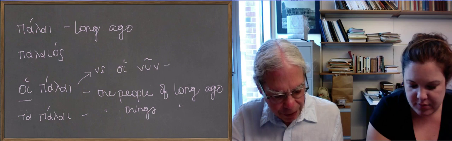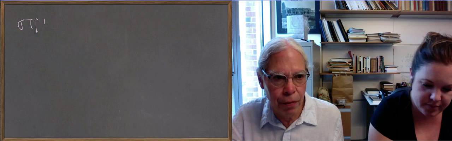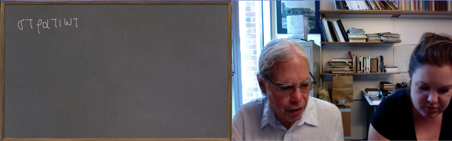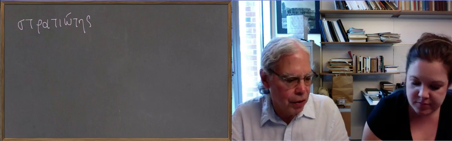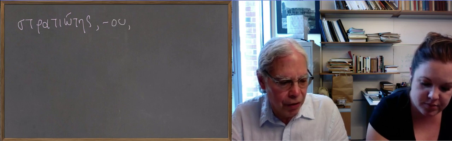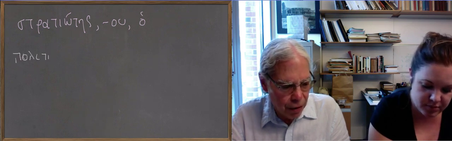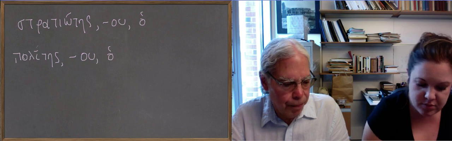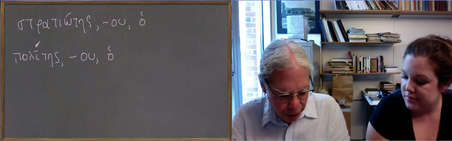We're coming to the end here. We've got three nouns in a row that are of the stratiotes type, including stratiotes itself. Stratiotes is the word for soldier. Notice that all these nouns are masculine, and their meanings are definitely gender specific. So stratiotes means a male soldier. The genitive is stratiotu, with the genitive of the second declension nouns. The next one is polites, the word for citizen. Again, the function in most city-states is taken up by males, not by females, although there's some ambiguity about how that actually worked.